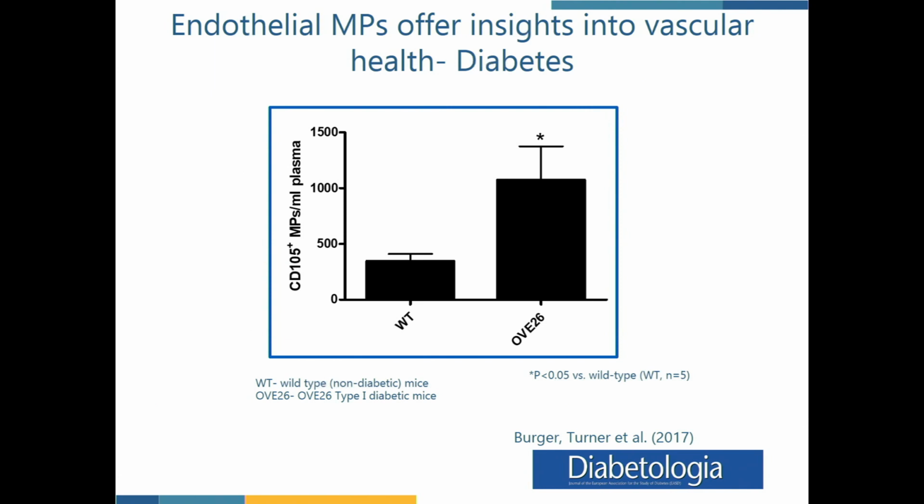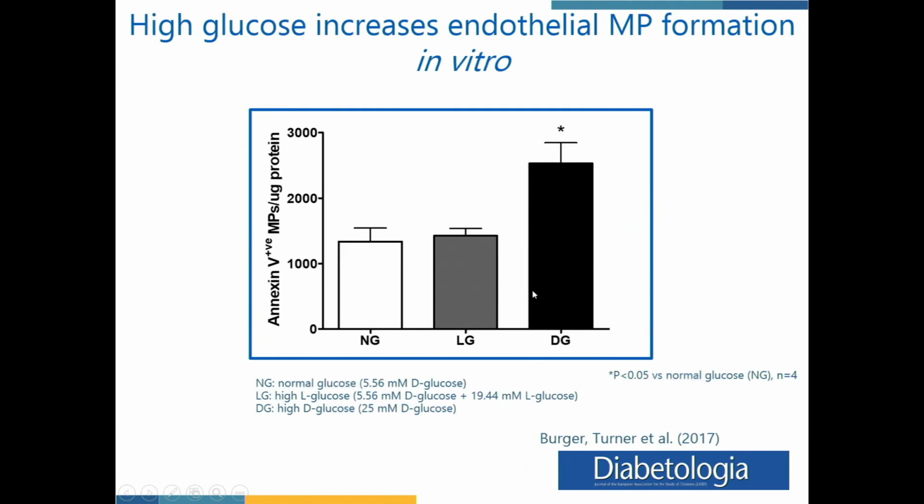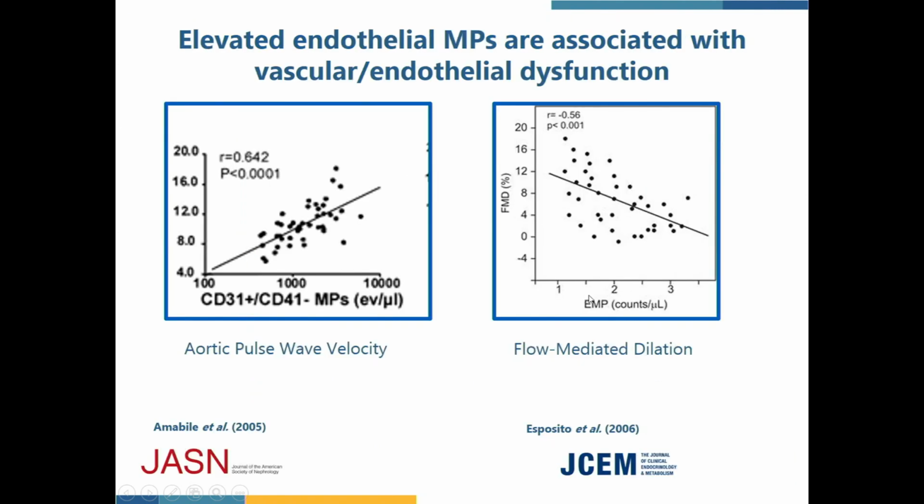We've looked in diabetes. So this is circulating endothelial microparticles in wild-type mice and in OVE26, which is a model of type 1 diabetes. And we showed that there was about a 3 to 4-fold increase in circulating endothelial microparticles in this population. And again, at the cellular level, we could recapitulate this with exposure to high glucose.